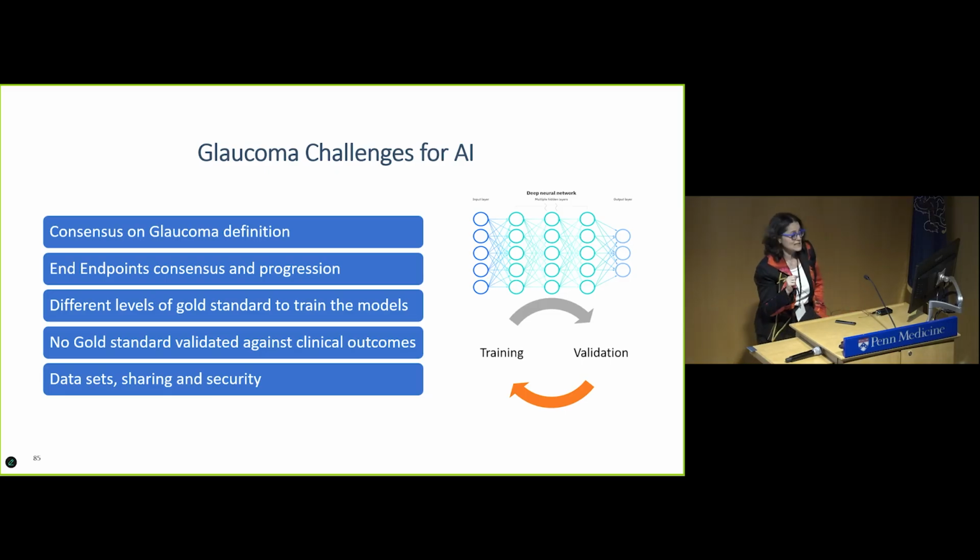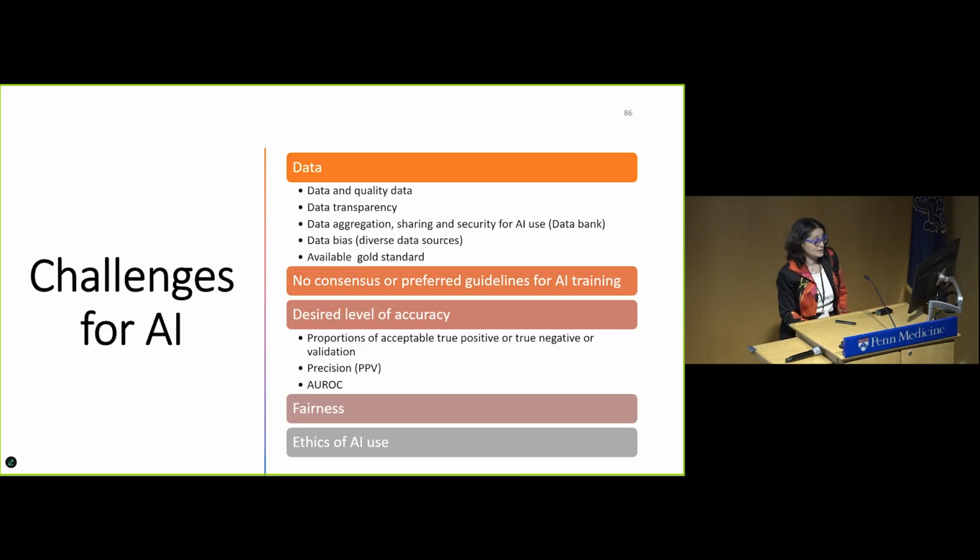So just to give you an example: endpoints for consensus on progression, endpoints consensus for clinical trials, different levels of gold standard, no gold standard. Data sets and sharing is a problem by itself. Some people collaborate, others don't collaborate. So these are all things that are affecting us.